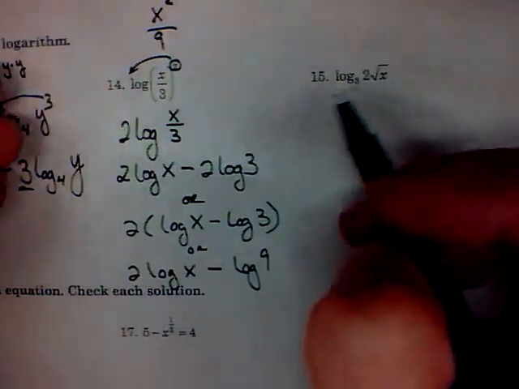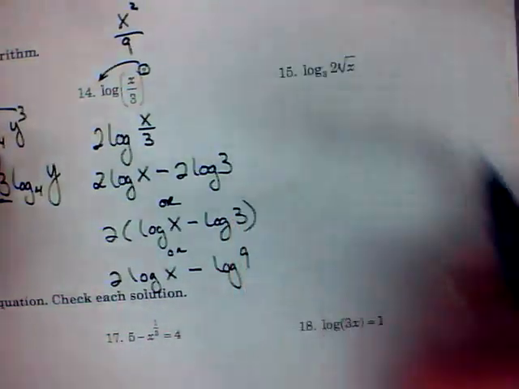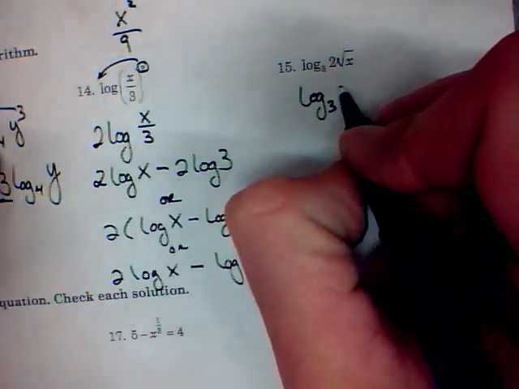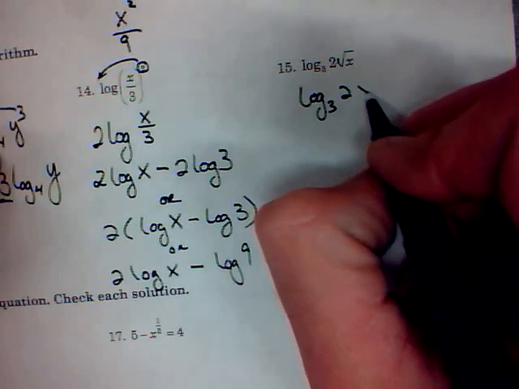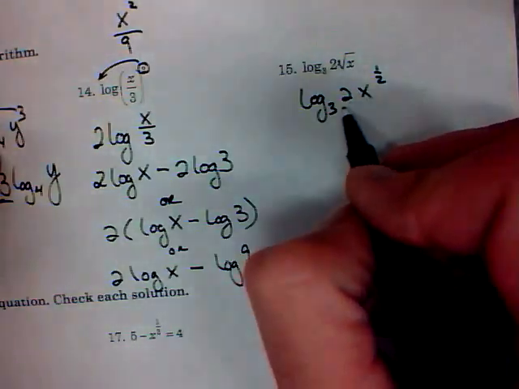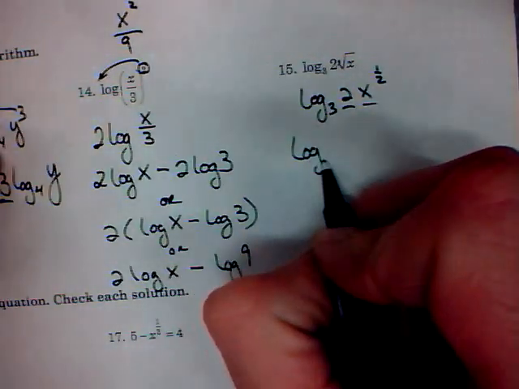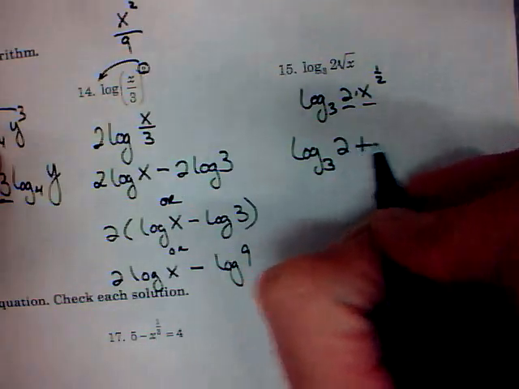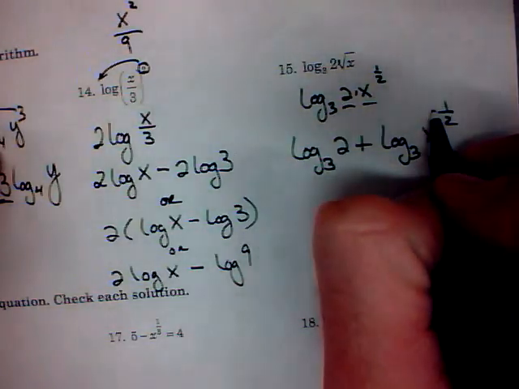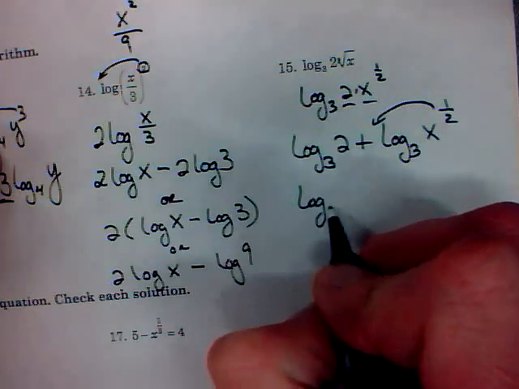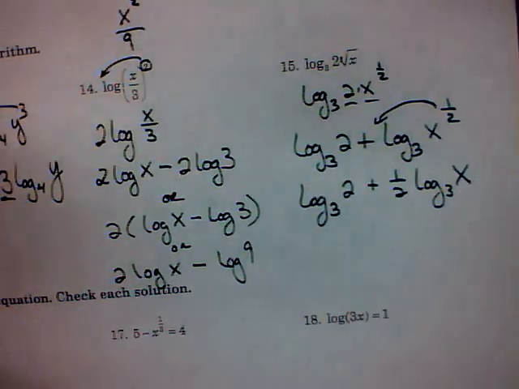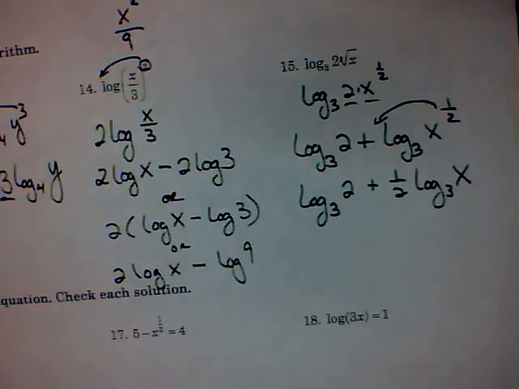Okay. On 15, here we've got 2 times this log, and what we really should recognize is the square root is actually the 1/2 power. You need to switch the radical to a power. So we're going to split this up into 2 logs. So this is log base 3 of 2. Since it's multiplication, we add log base 3 of x to the 1/2. But then that 1/2 has to go out in front. So this is log base 3 of 2 plus 1/2 log base 3 of x. So that takes care of all the log properties.